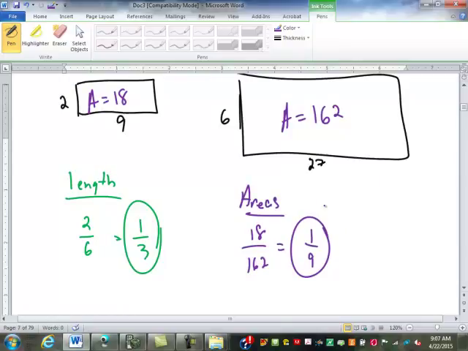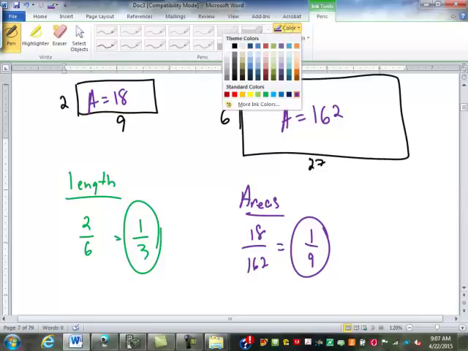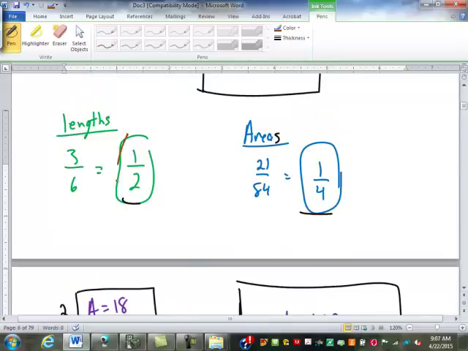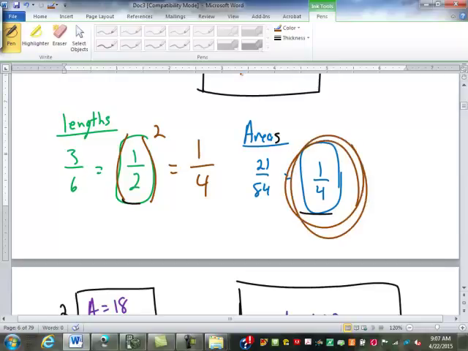Anybody see the relationship? It's squared. 1/3 squared. Remember, when you square a fraction, you square each number. What's 1 squared? 1. What's 3 squared? 9. If we did the 1 to 2 squared, what's 1 squared? 1. What's 2 squared? 4. So the ratio of areas is the ratio of lengths squared.